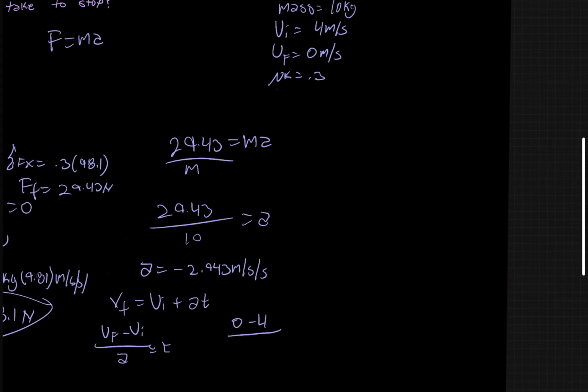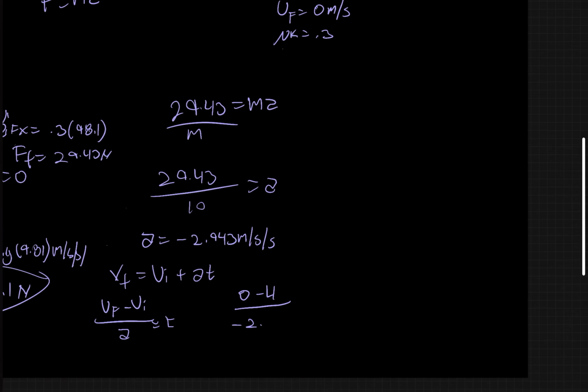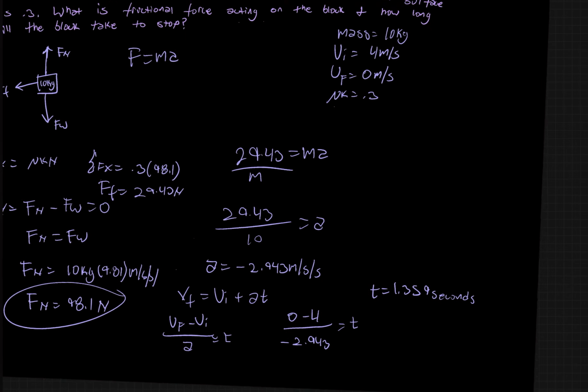And this is divided by the acceleration we just found, equals time. 0 minus 4 divided by negative 2.943. So time is 1.359 seconds for the block to come to a complete stop.